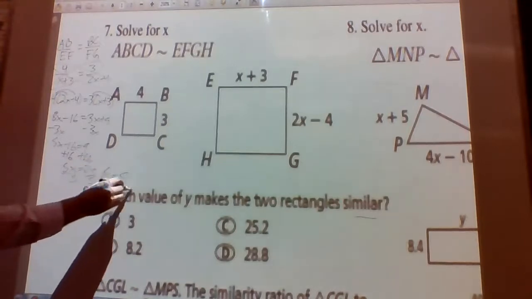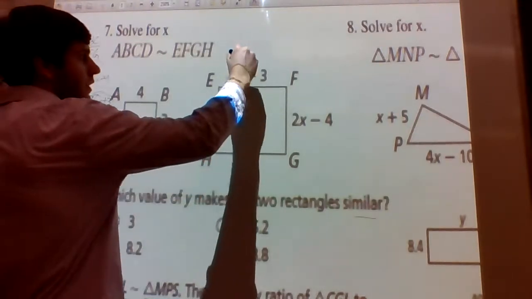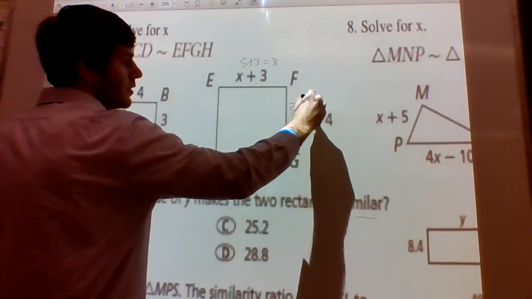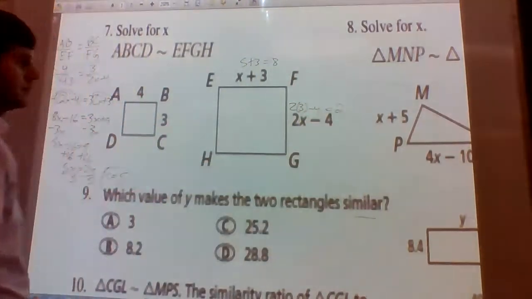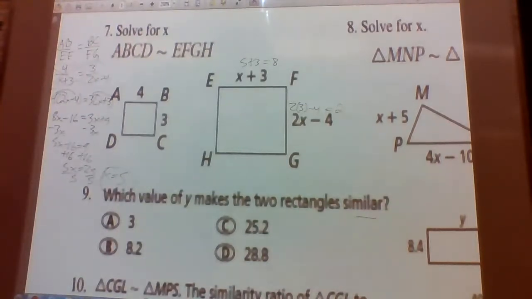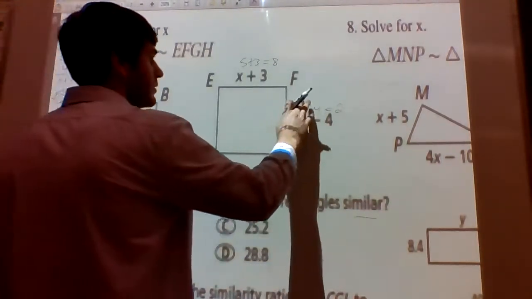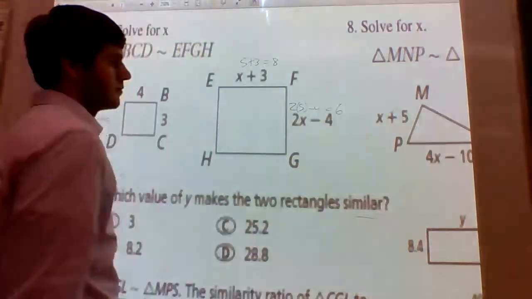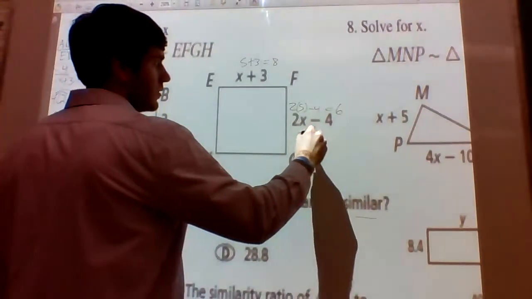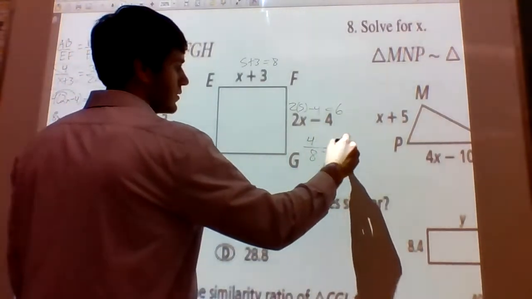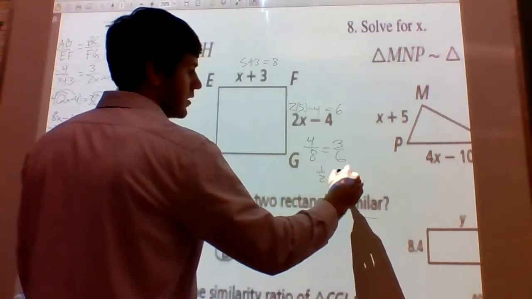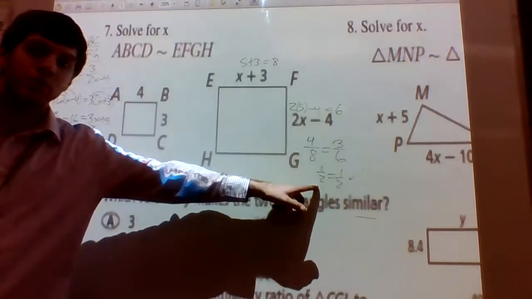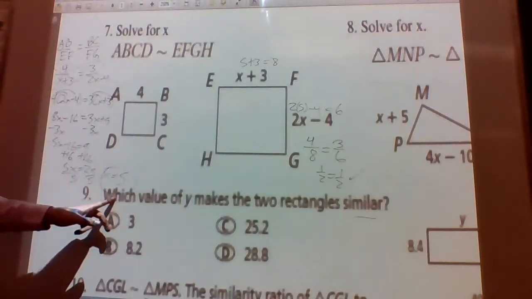Okay. We want to double check. 5 plus 3 equals 8. 2 times 5 minus 4 is 6. Okay. 4 over 8 equals 3 over 6. And so we know we have the right answer. They're similar, the sides should be proportional, meaning the ratios are equal, so we have the right value of x, which is 5.